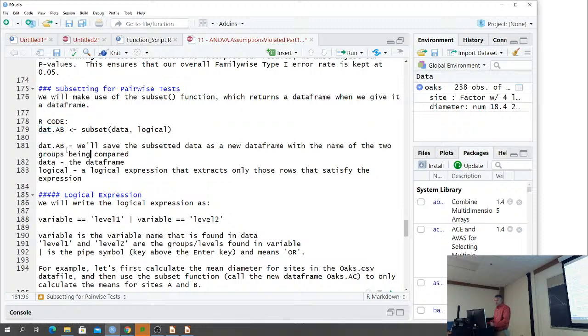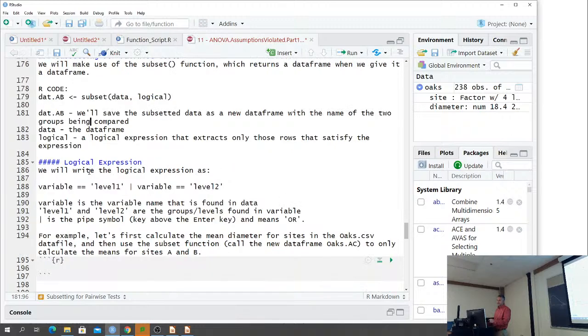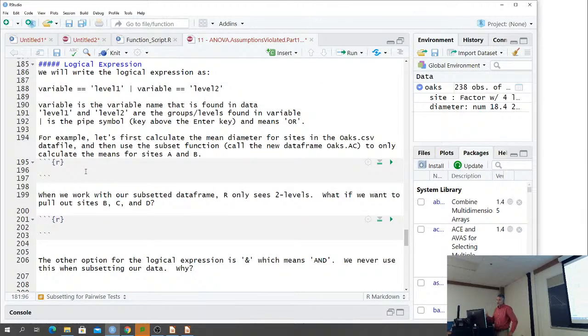All right, so we're going to save our subsetted data as a new data frame. Data is our data frame that we give it, and then the logical, that's a logical expression that only extracts those rows that satisfies the expression. The expression that we're going to write is going to be an OR type of expression. We want to take the row where site is equal to 1 value, or site could be equal to some other value. And that means then we're going to have a data frame with these 2 different values.